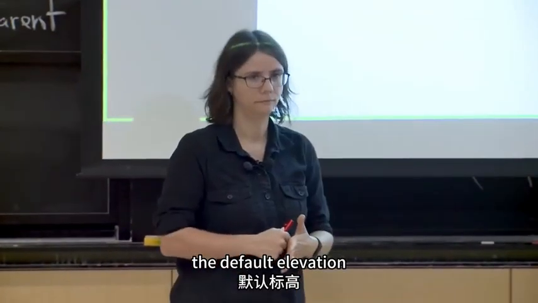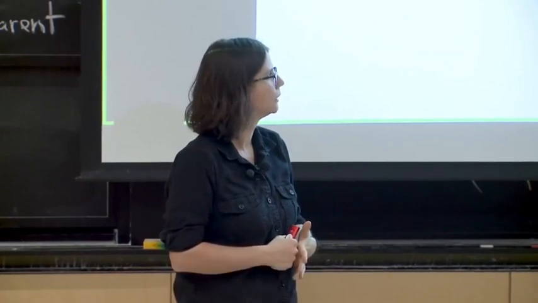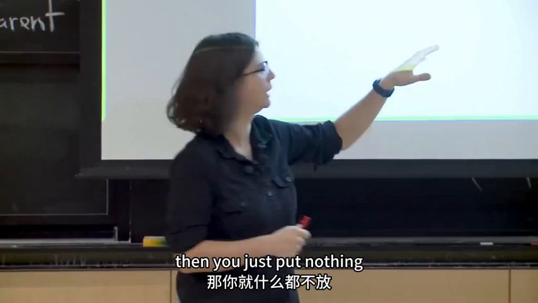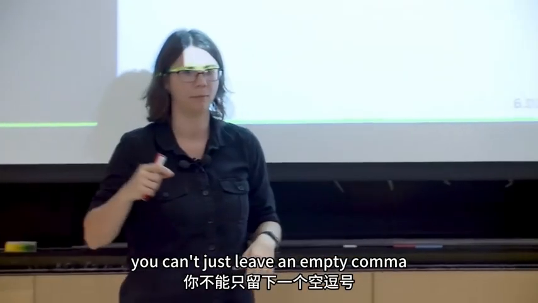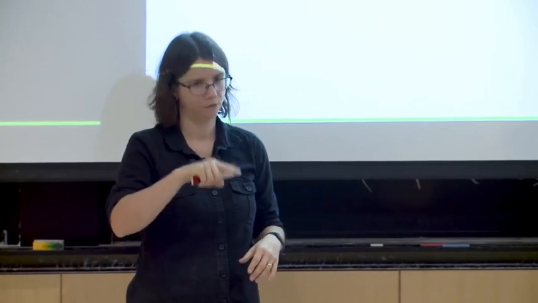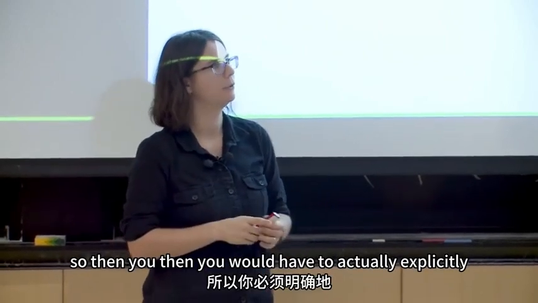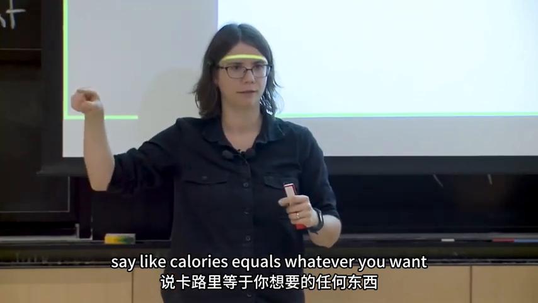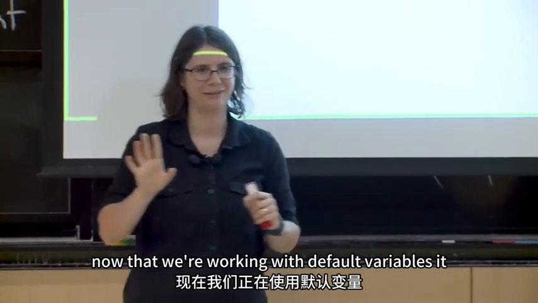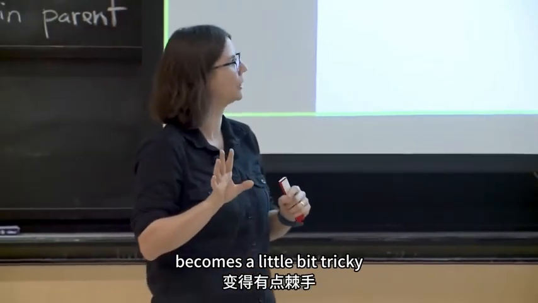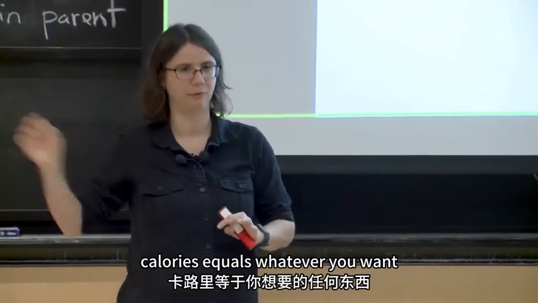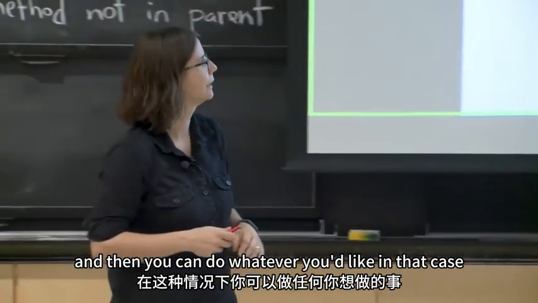What if we wanted the default elevation and input the calories? Would we put comma, comma? If you wanted both to be default, then you just put nothing. You can't just leave an empty comma. If we want default elevation and calories, then you would have to explicitly say calories equals whatever you want. Now that we're working with default variables, it becomes a little bit tricky. You can't go wrong with just saying elev equals whatever you want it to be, calories equals whatever you want. And then you can do whatever you'd like in that case.